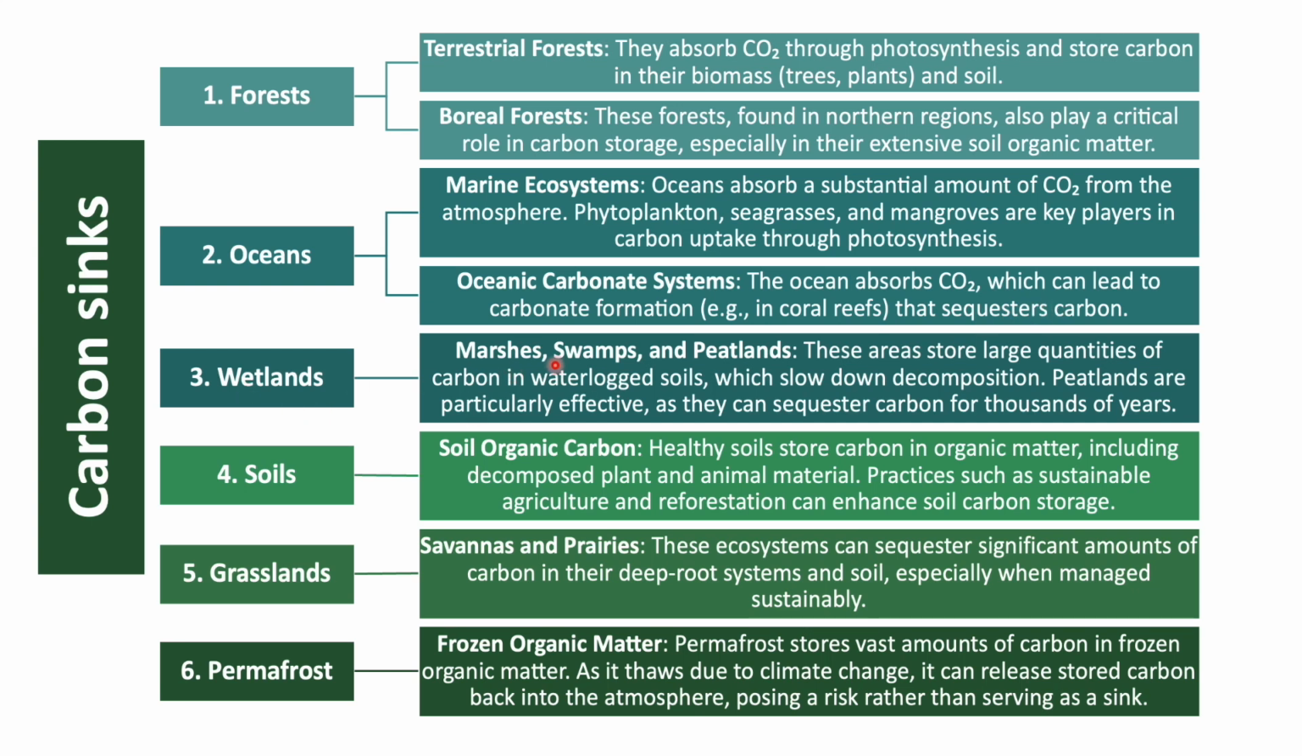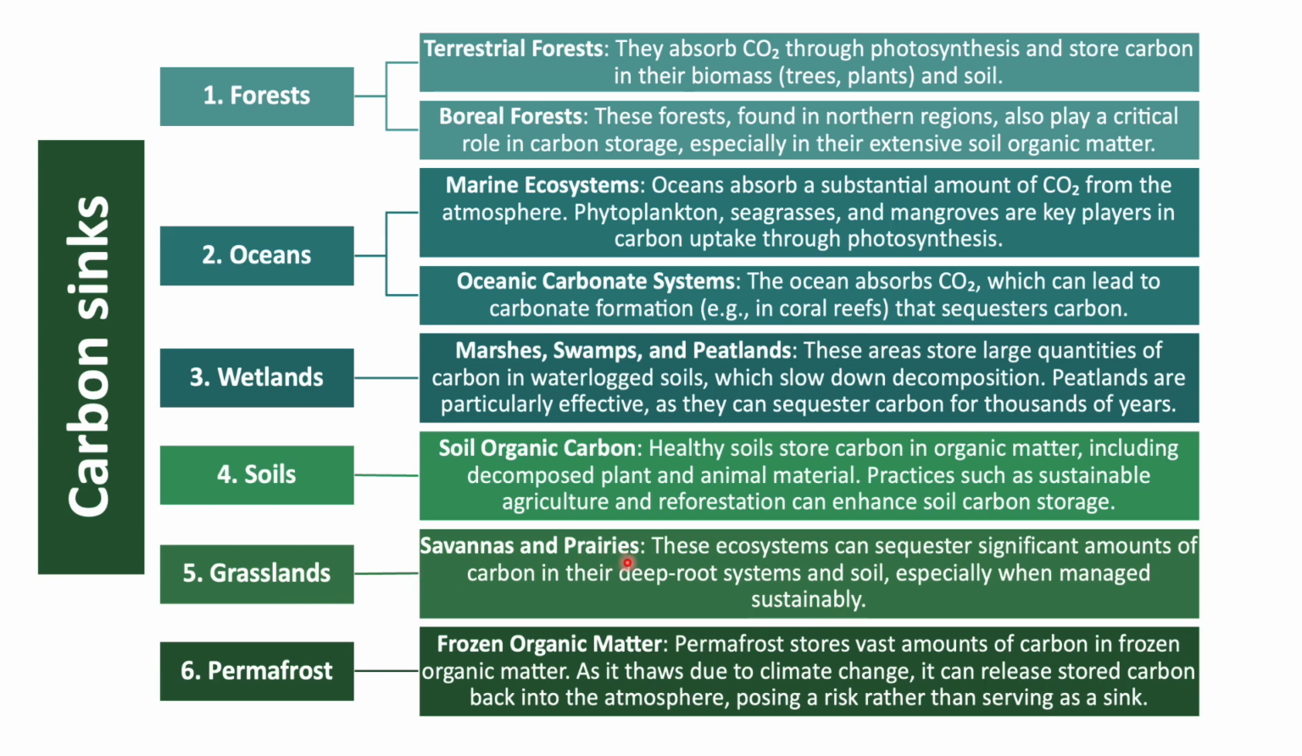Then in the wetlands we have marshes, swamps and peatlands. Here large quantities of carbon are present in soils, which slows down decomposition. When we specifically look at soils, soil has organic carbon and many organic matters, including those decomposed from plant and animal materials. The carbon present in the soil can be consumed by microorganisms in the soil. Then when we talk about grasslands, savannas and prairies, the ecosystem can remove a significant amount of carbon dioxide because it is taken up and stored in the deep root systems of the soil, and they can be managed sustainably.